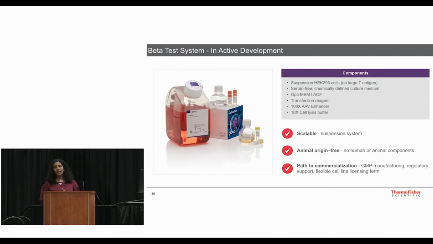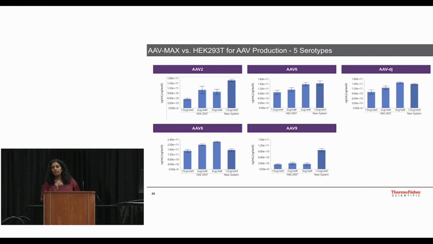AAV6, DJ8 and 9. And what you're seeing in this graph is that what people have been doing is mostly they use HEK293T systems. And we are comparing that to the suspension version with the AAV-MAX. And as you can see, with 1.5 microgram per well, in this well format, you can get equal or better than the HEK293T systems.